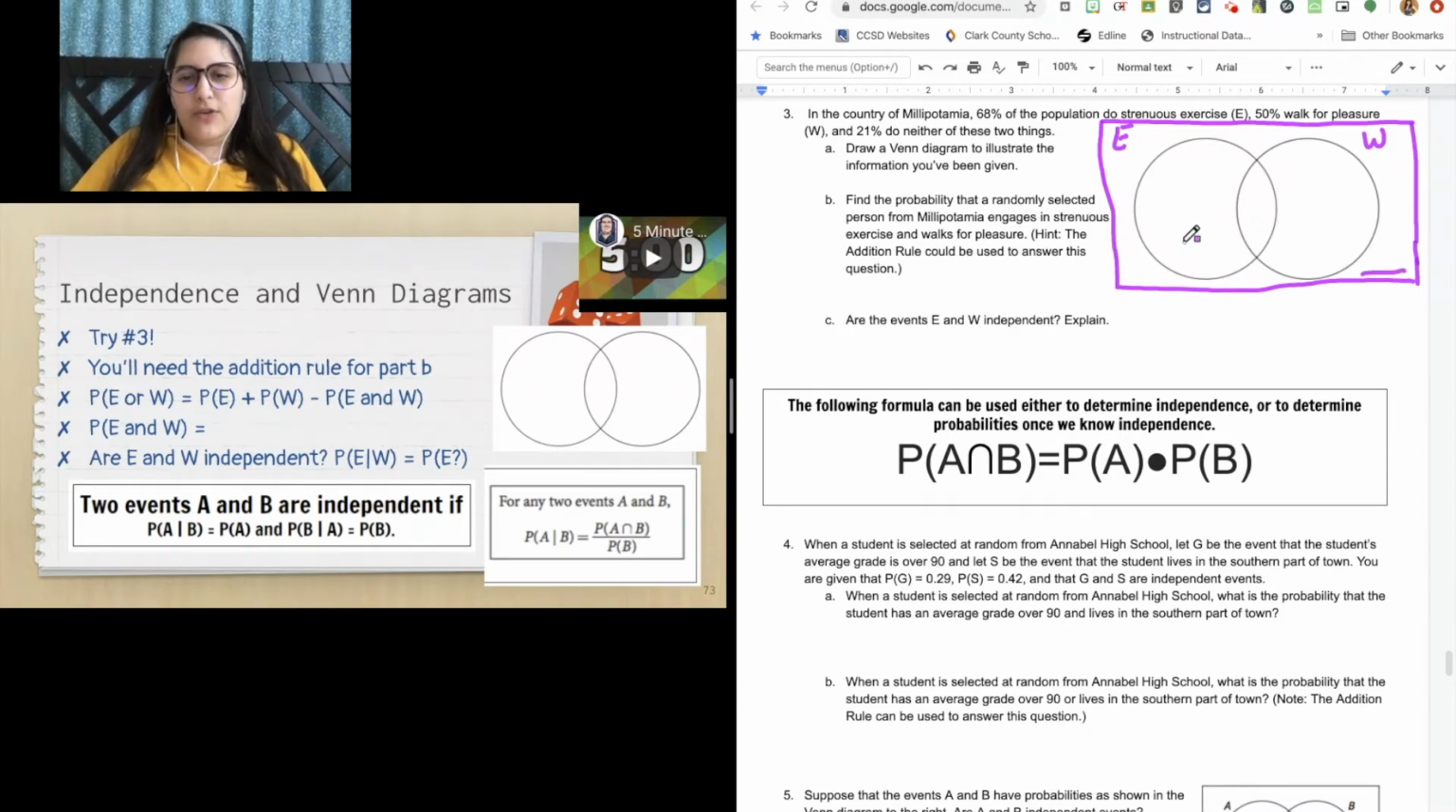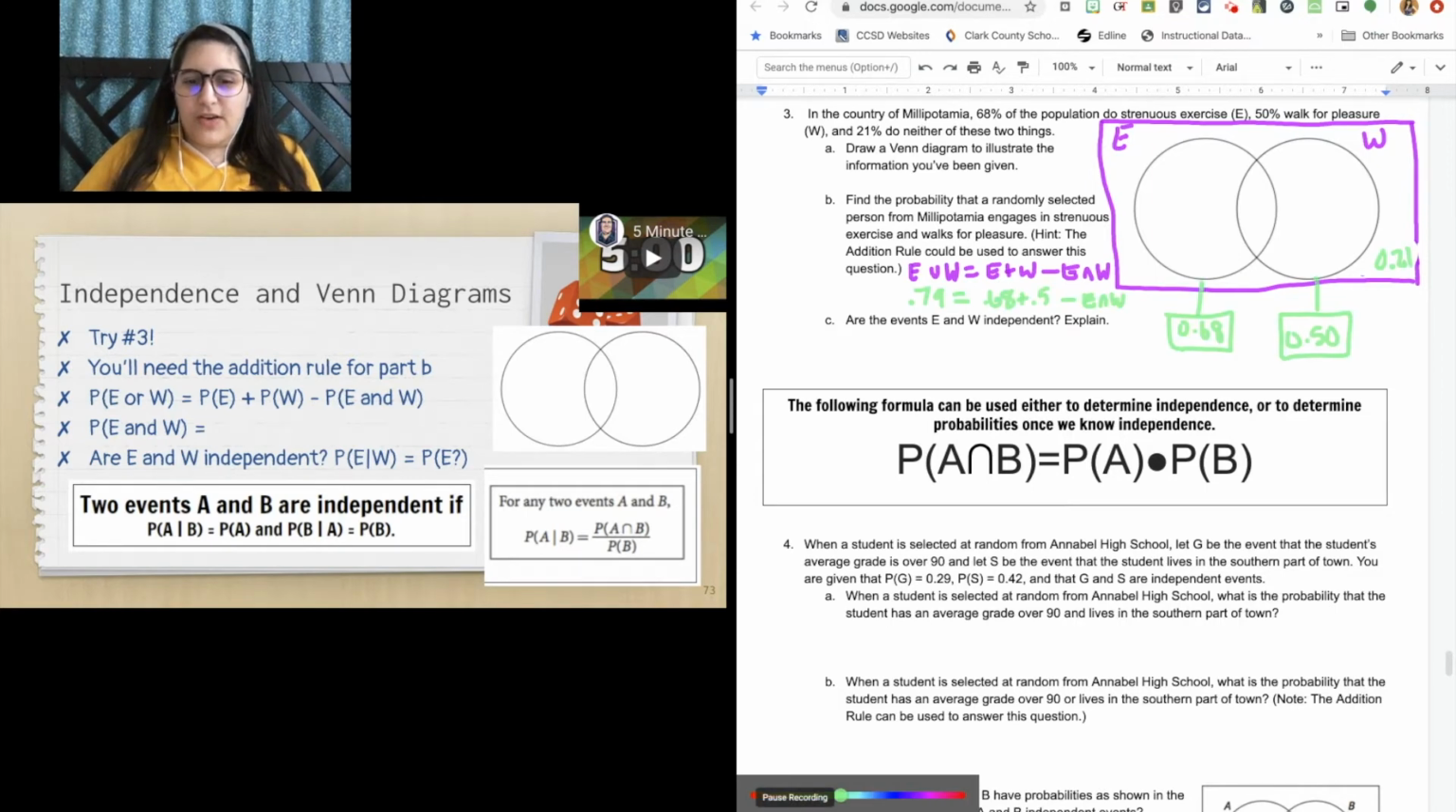Okay, so I'm going to give you a minute. See if you can fill in every blank space in the Venn diagram, which the middle is a little tricky. And the hint I'm going to give you is that you need the addition rule, which we learned in the last video. So that would be P(E or W) equals P(E) plus P(W) minus P(E and W). You're going to have to do some solving. All right, so go ahead and pause the video, see if you can figure that out, and I'll see you in a second.